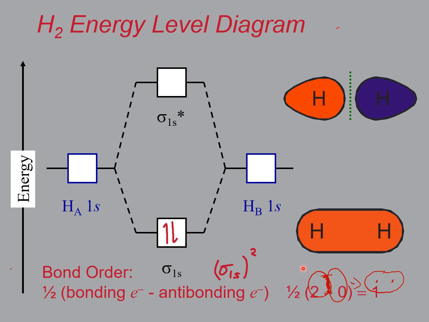And in this particular case, let me erase my artwork here. So we've got 2 bonding electrons, we have 0 anti-bonding electrons, so the bond order is said to be 1, which is analogous to a single bond. All right. So let's move on with this.